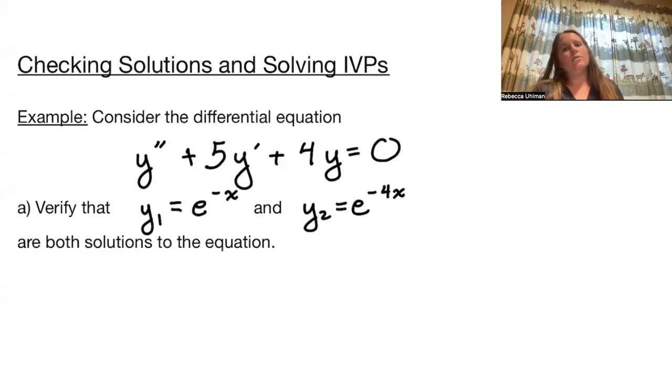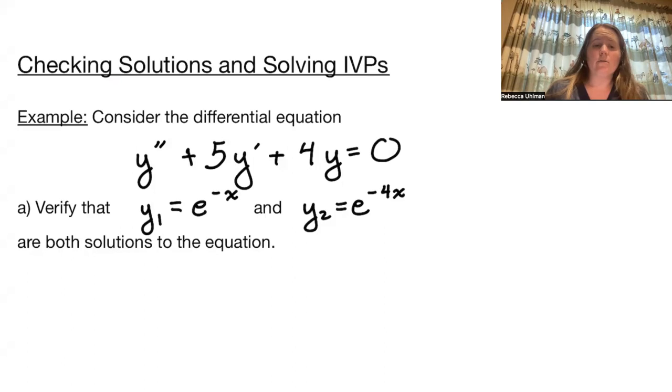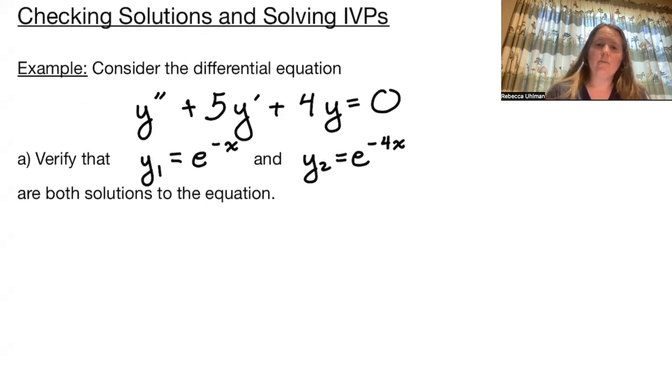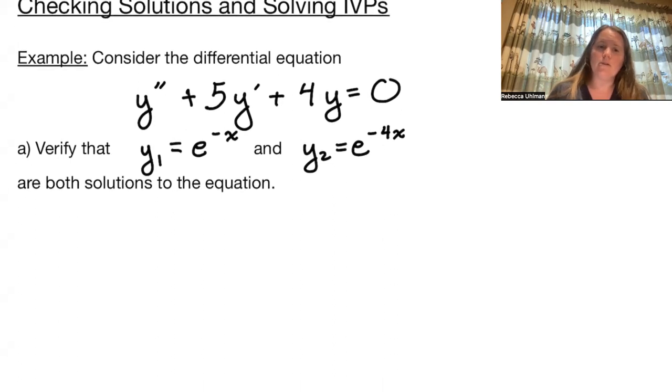Welcome to checking solutions and solving IVPs. So for an example, let's consider the differential equation y double prime plus 5y prime plus 4y equals 0. And let's verify that y1 equaling e to the negative x and y2 equaling e to the negative 4x are both solutions to this equation.